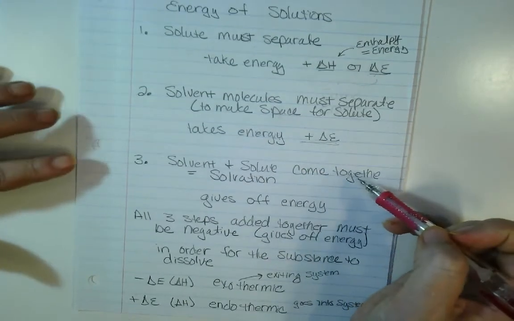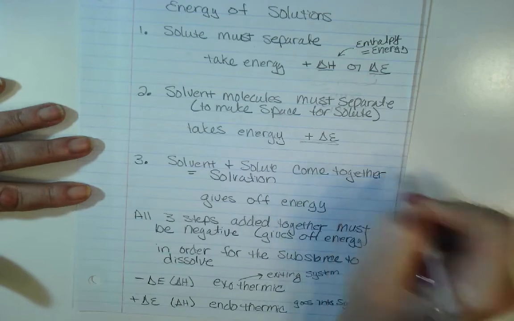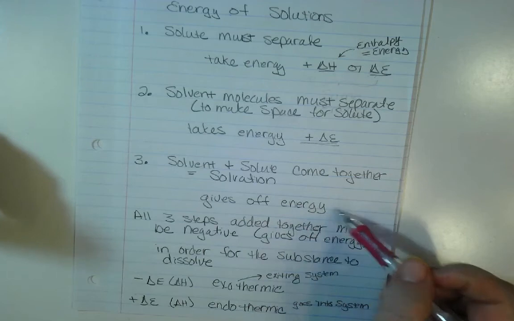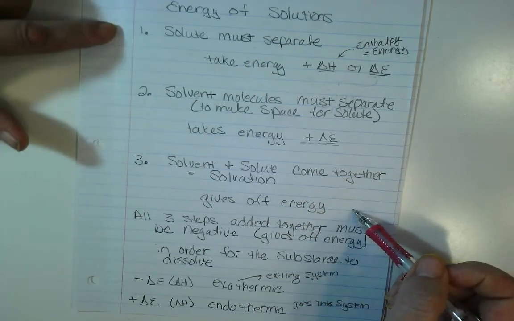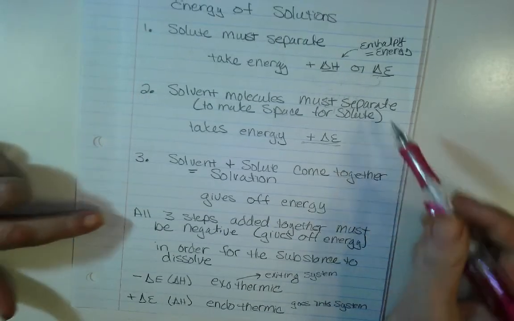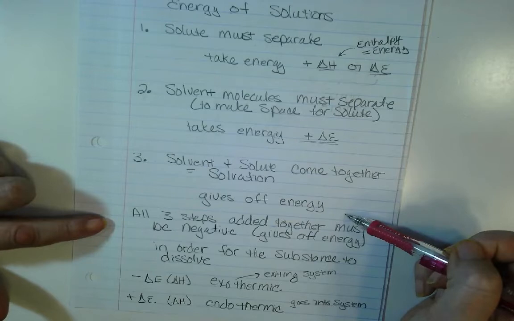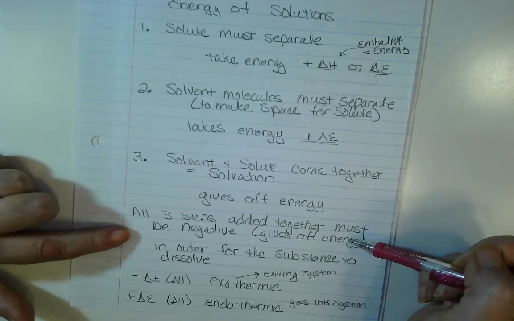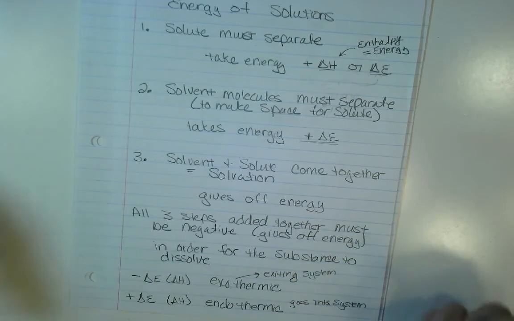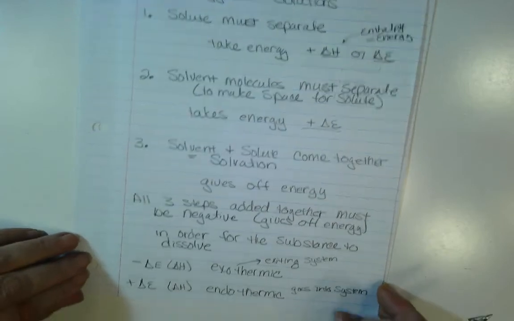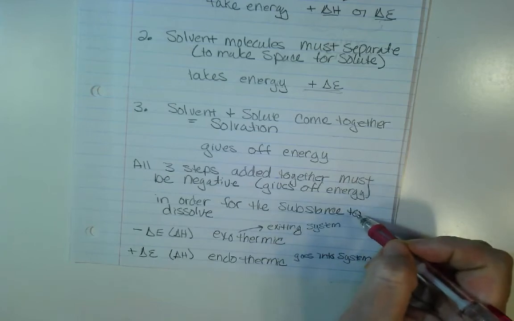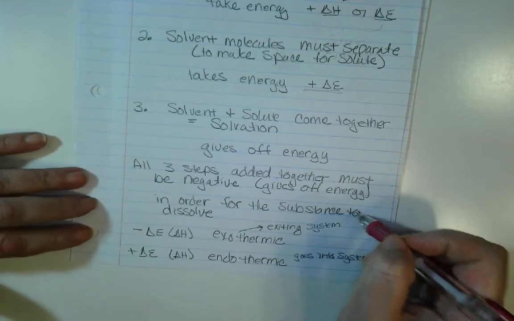Now when the solvent and the solute finally come together, that's called solvation, and that's a lower energy, which means it's going to give off energy. So I need to add energy, I need to add energy, and then it's going to give off energy. If I add all 3 together and I get a negative number, that means it's going to give off energy and things will dissolve, because we're going to a lower energy, which is what we want to do. And all you have to do is add that together and see what your overall energy of solution will be.